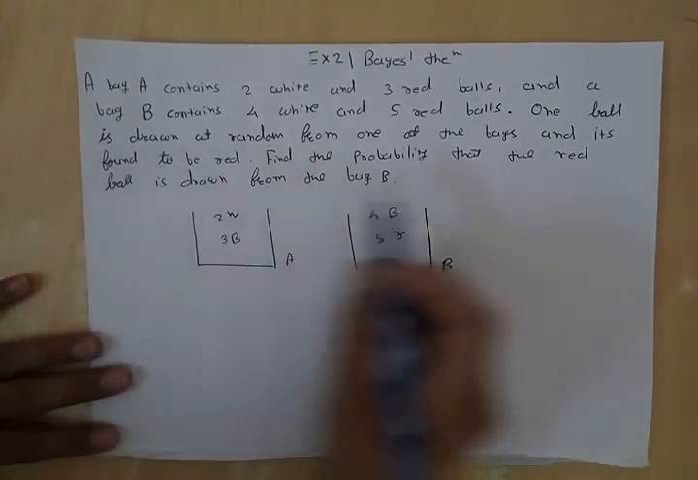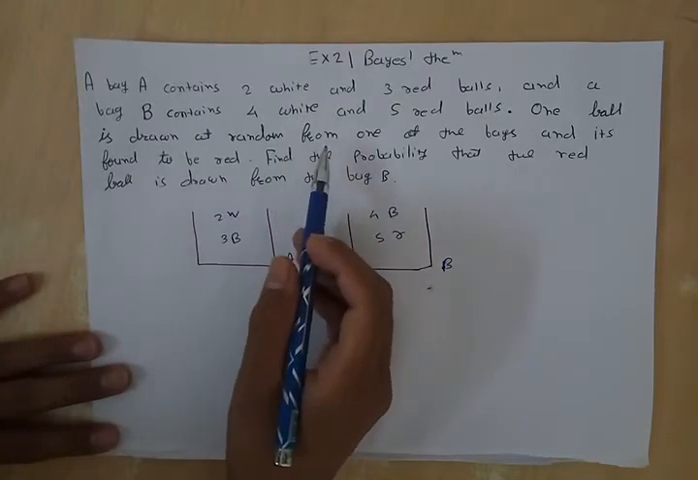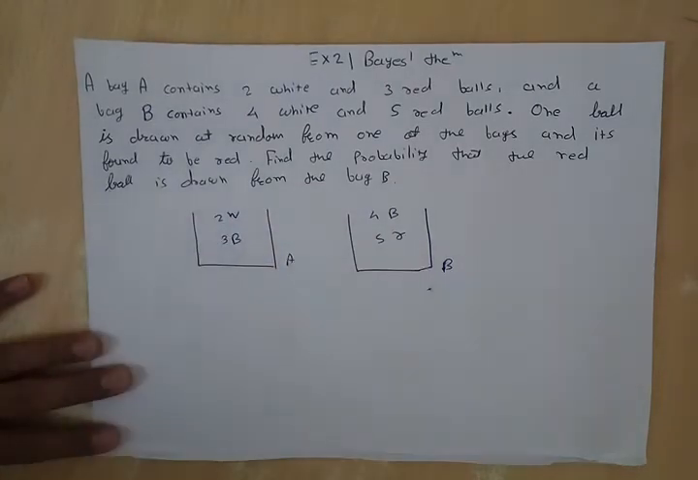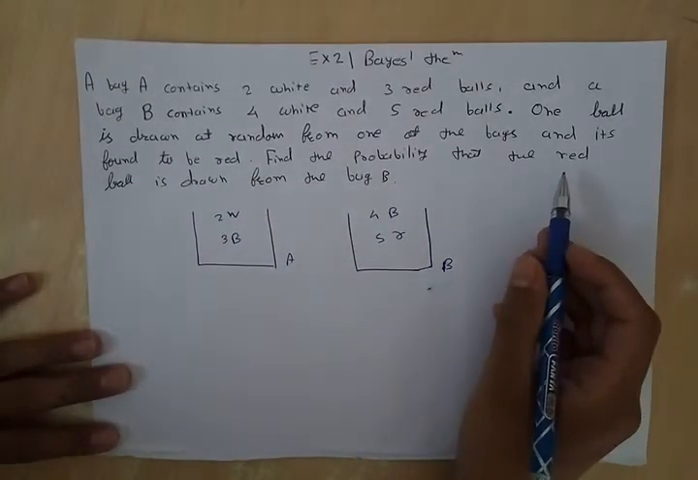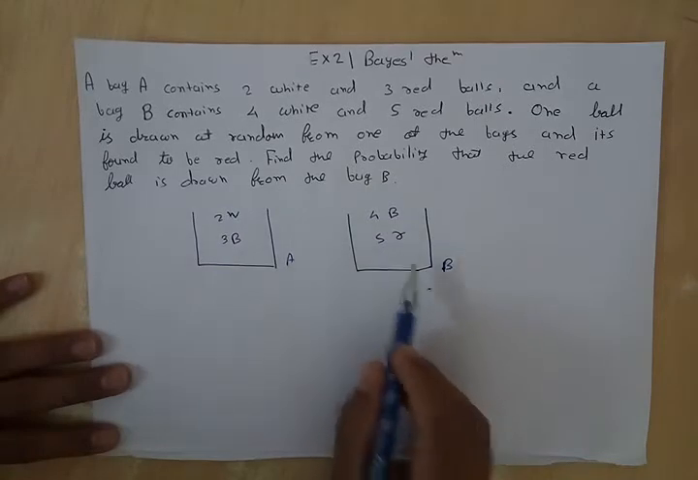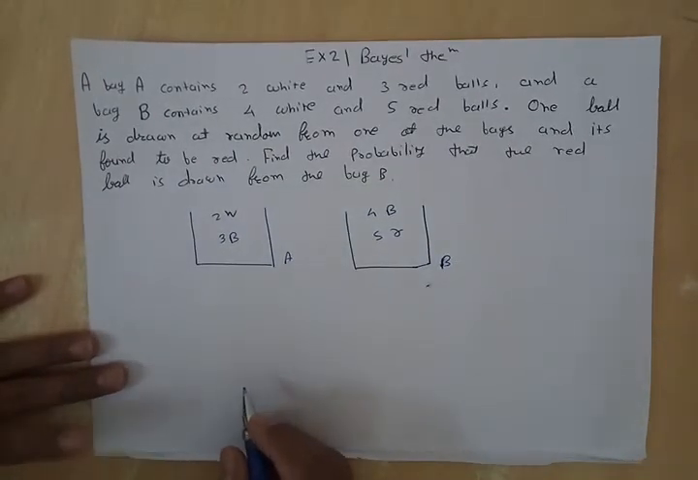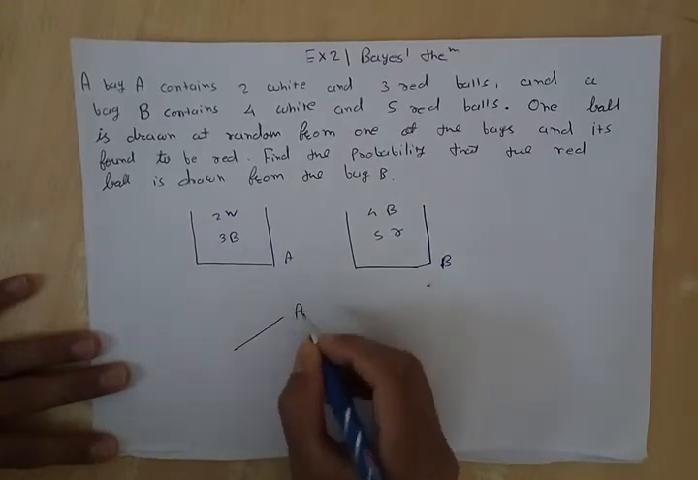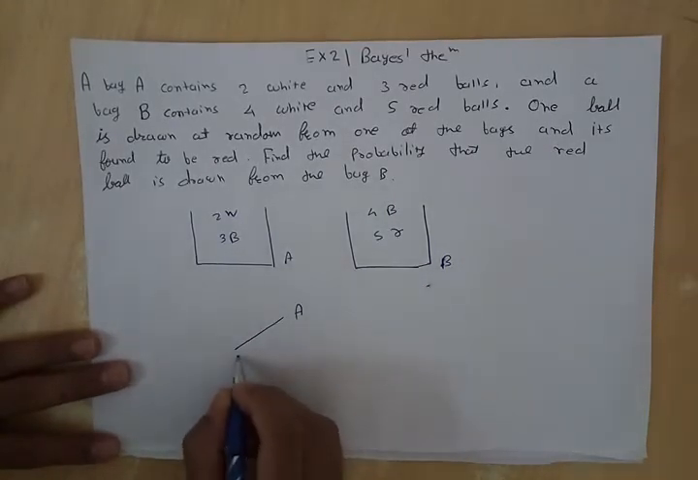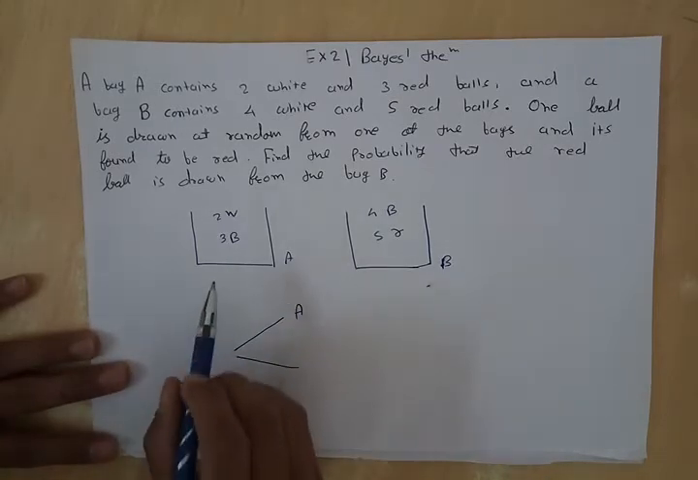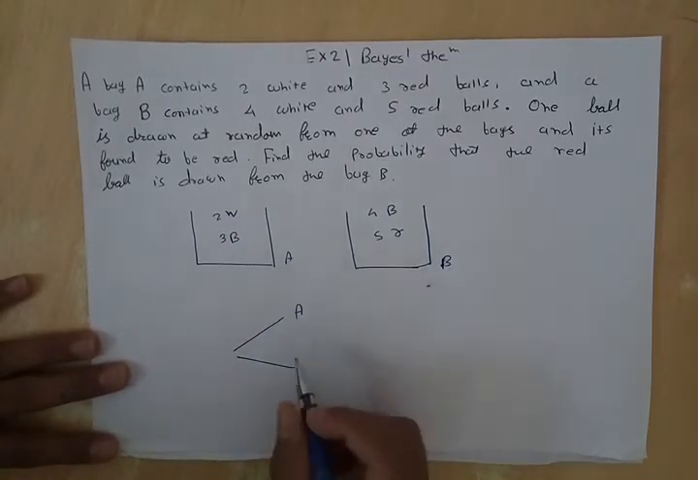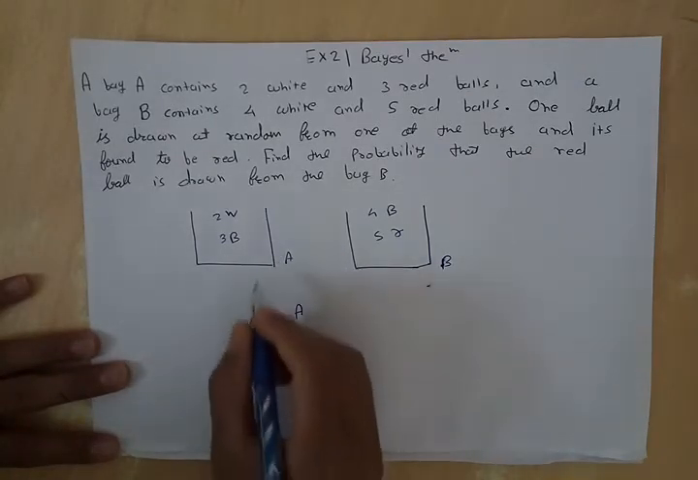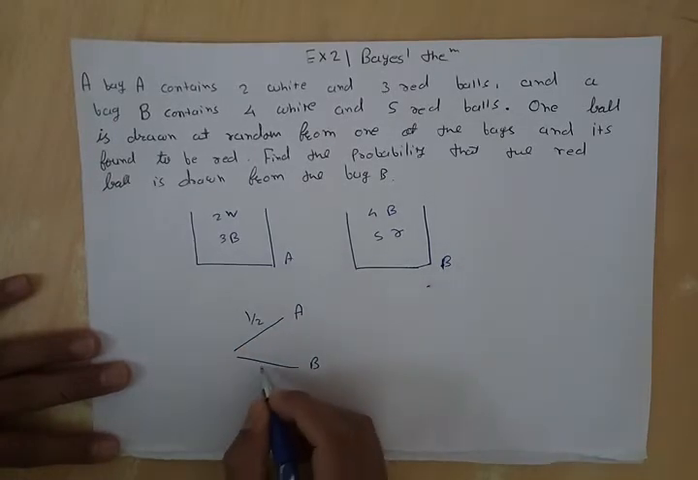Now one ball is drawn at random from either one of the bags, and it's found to be red. Find the probability that the red ball is drawn from bag B. First we will draw a tree diagram. Now we have only two bags, and the probability of selecting a bag will be equal. So the probability of selecting bag A is half and bag B is also half.